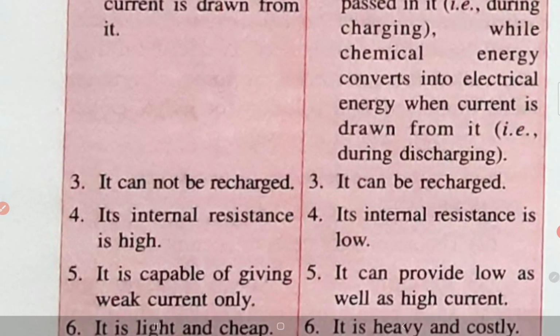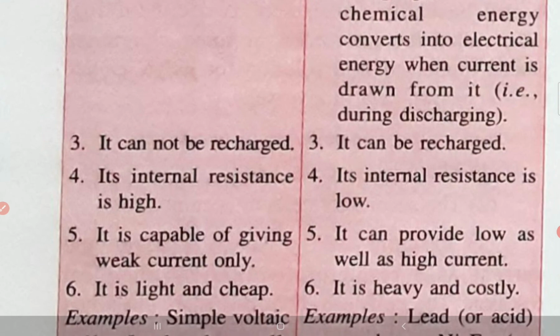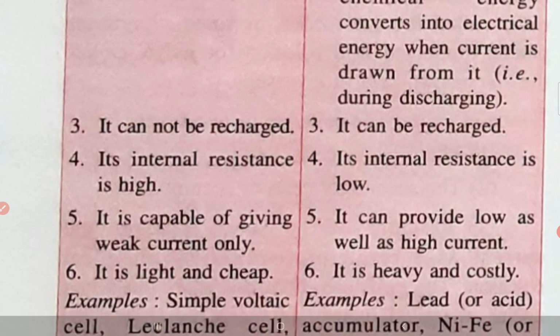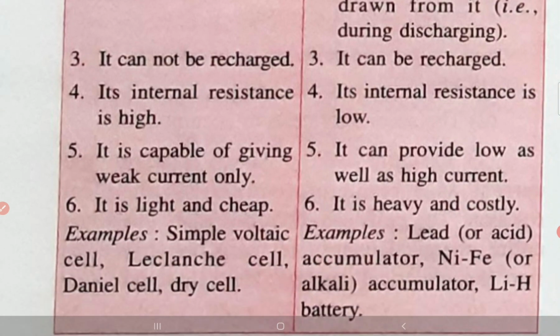Number 5, a primary cell is capable of giving weak current only, whereas secondary cells can give a high amount of current as well as a low amount of current depending upon the use. Number 6, it is light and cheap, it is heavy and costly, right? Then we have examples: simple voltaic cell, Leclanche cell, Daniell cell, dry cell, etc. Whereas we have lead or acid accumulators, nickel iron or alkali accumulators, nickel lithium hydrogen batteries. So we have all these kinds of batteries which can be recharged, right?